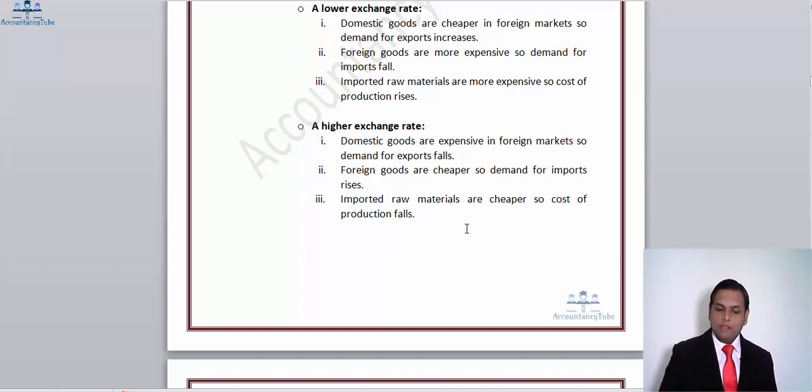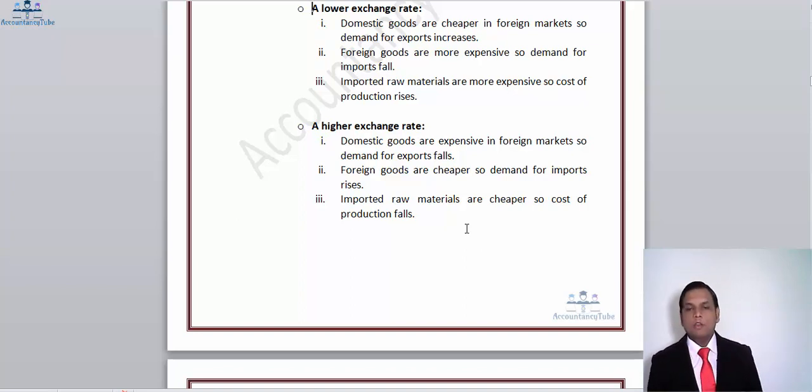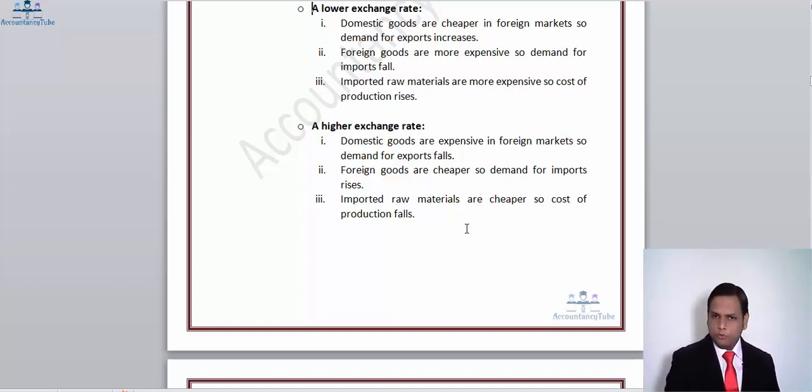However, in case of a higher exchange rate, domestic goods become expensive, and as a result, it hits the export, and export starts to fall. Imports become cheaper, so people start to import more goods, because foreign goods are now cheaper. Then we have imported raw materials. Again, the same thing. In this case, the imported raw material becomes cheaper, so the cost of production for those goods pertaining to imported raw material falls.